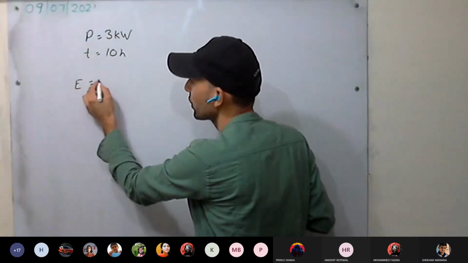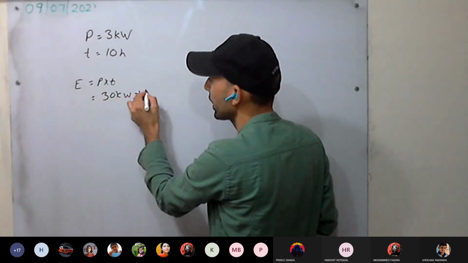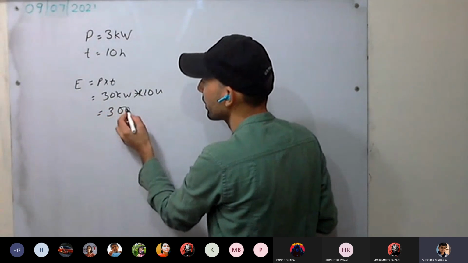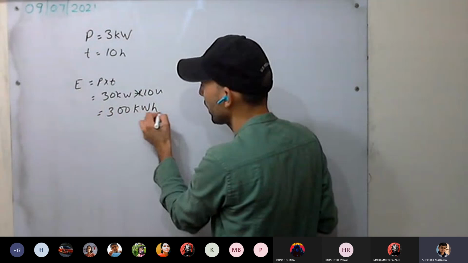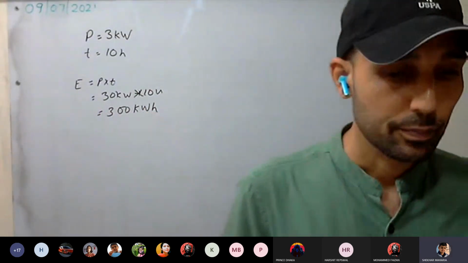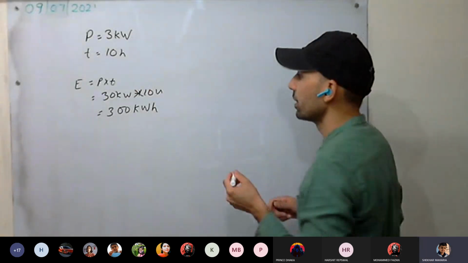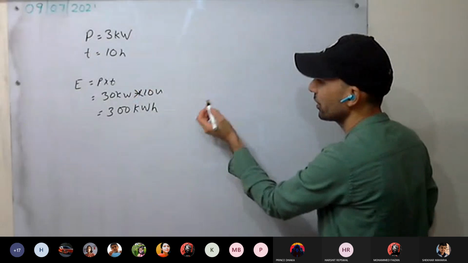We have studied energy equals power into time. So it is 3 kilowatt into 10 hours. It is 30 kilowatt hour. This is the energy unit, kilowatt hour. Express your answer in kilowatt hour as well as joule.